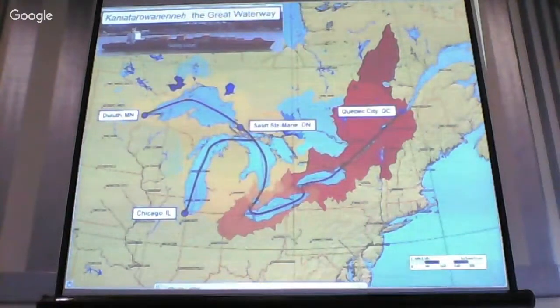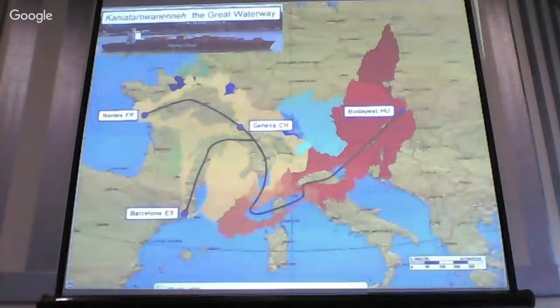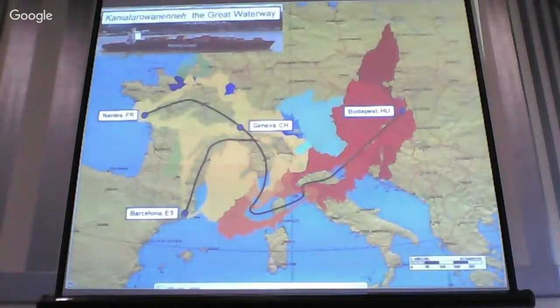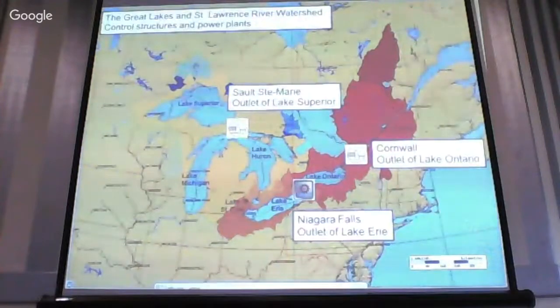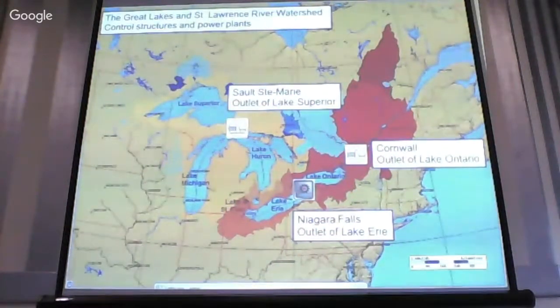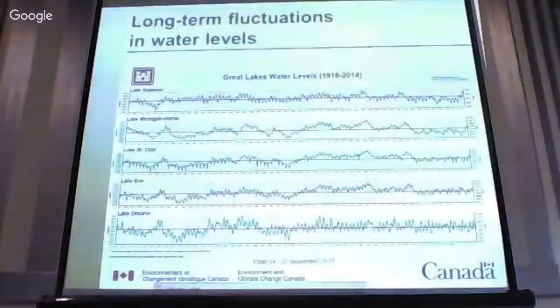So if we move the basin to Europe, it gives something like this. It's the same latitude. I only changed the longitude. So it's like if you could move cargo ships from Nantes to Geneva and then either go to Barcelona or Budapest. So it's a fairly large system. And we have major hydropower dams in the system at the outlet of Lake Superior, Lake Erie, and Lake Ontario that we manage, that we co-manage with the US.